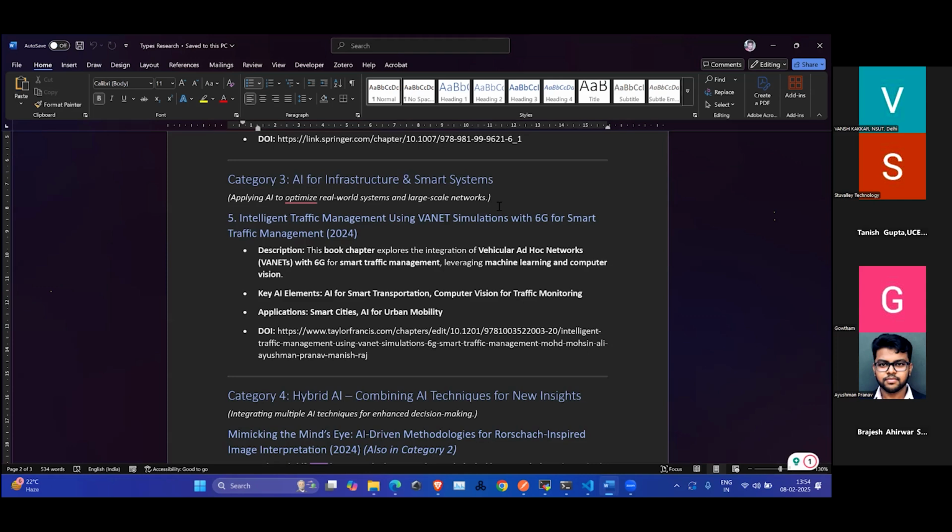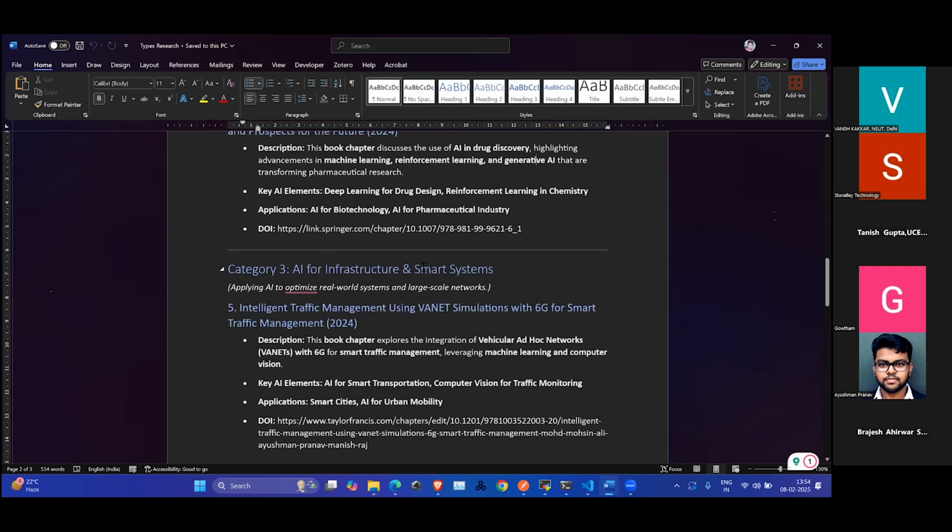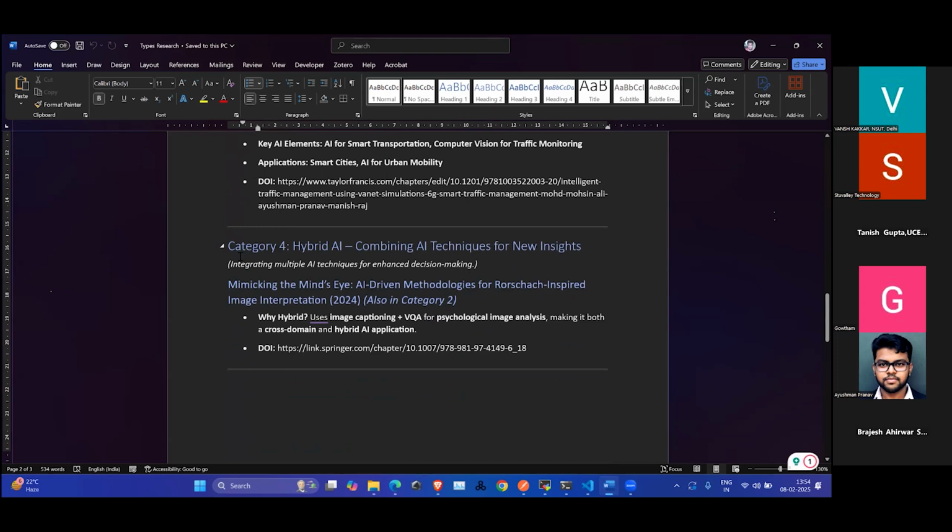This has already been created, but this was actually in 2024, and towards the end, it was implemented as well in some places. So this is a book chapter about that. So that is category 3, AI for infrastructures and smart systems. You have your category 4, which is basically a derivative as well. That is the hybrid AI combining techniques for new insights.